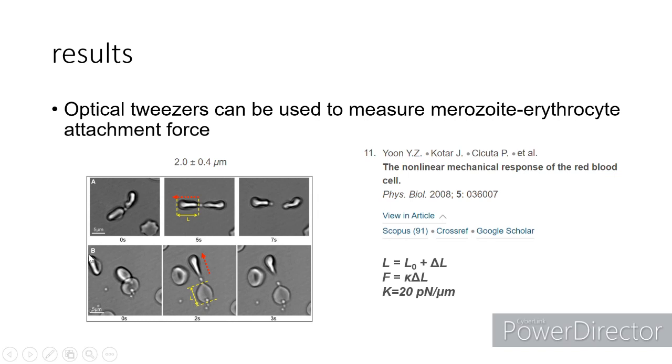And then see the fig B. This erythrocyte is being stuck on the glass. And when we use the optical tweezer to pull another erythrocyte, we can still use this delta L to find out the detachment force. So this result shows that we can use optical tweezers to measure the attachment force by measuring the cell length.